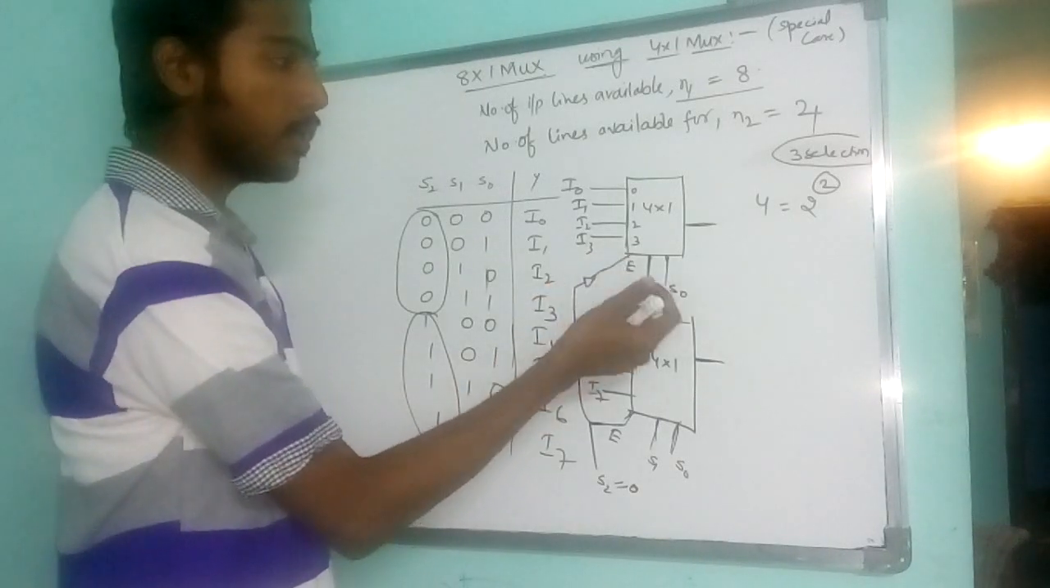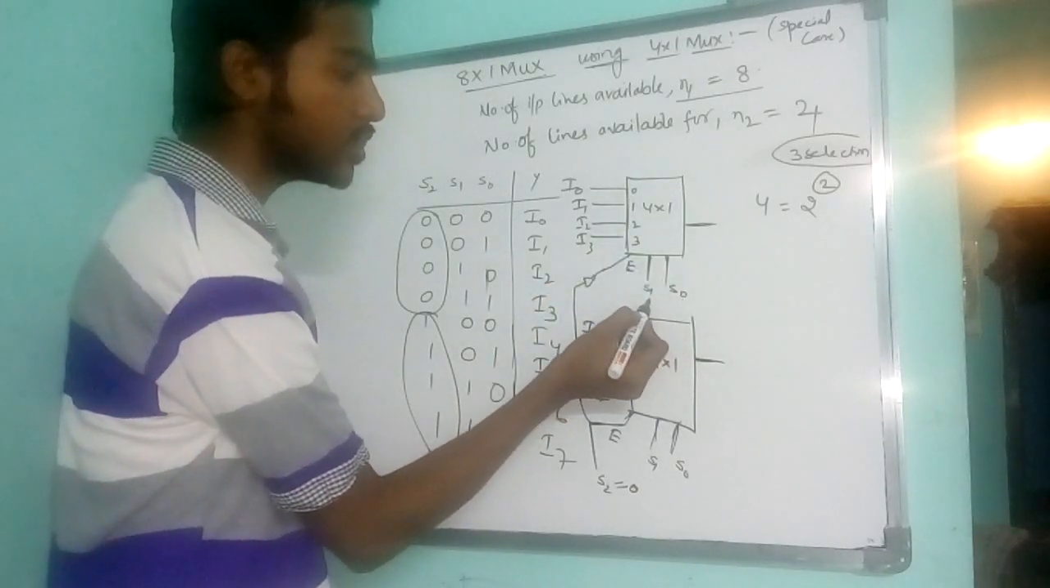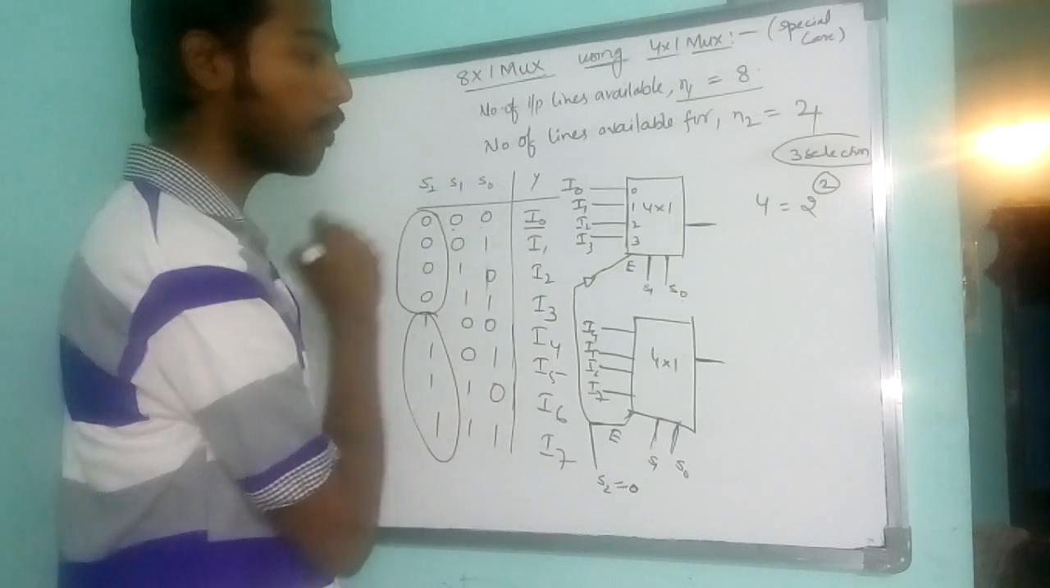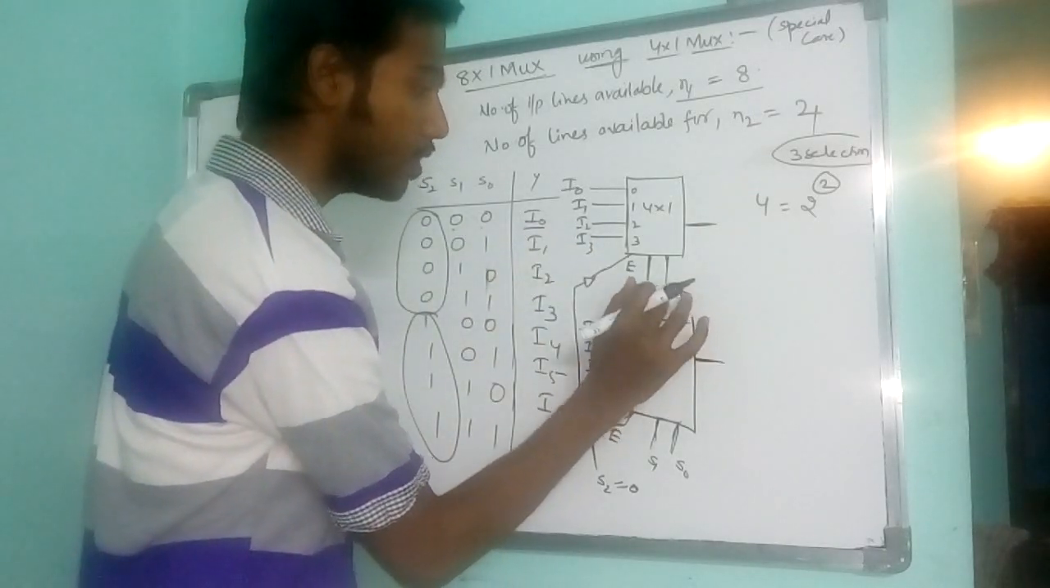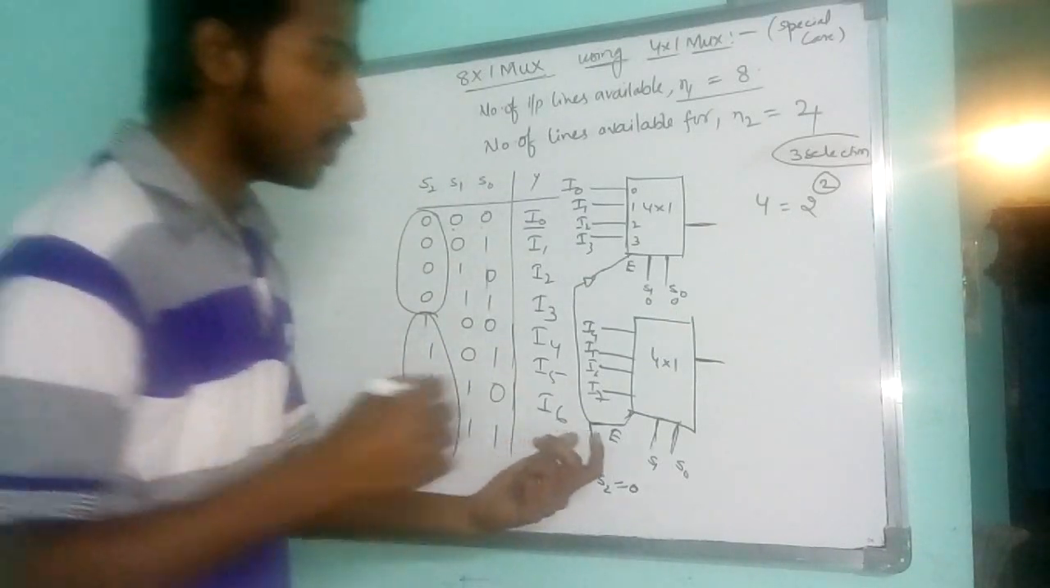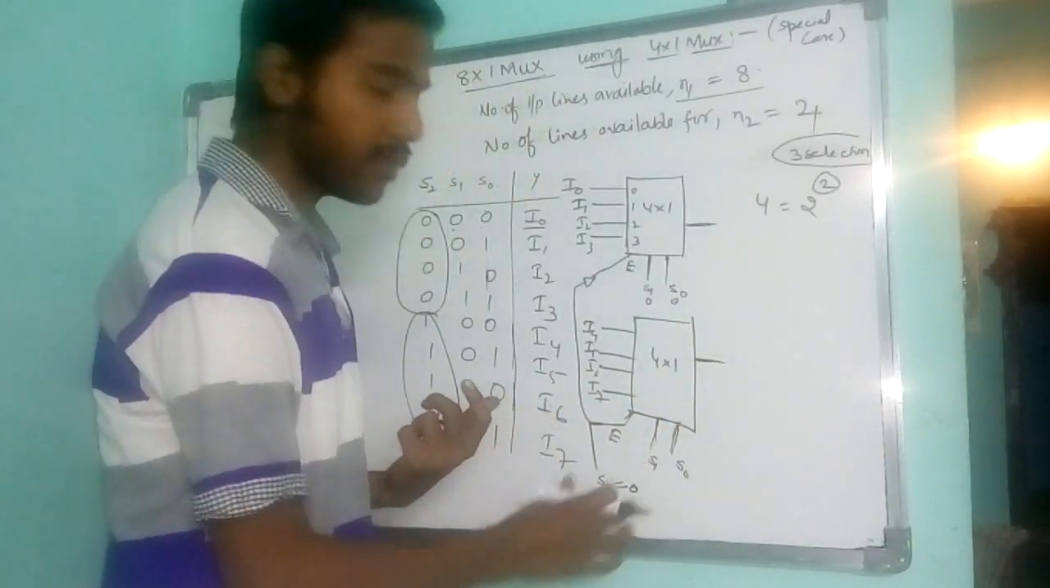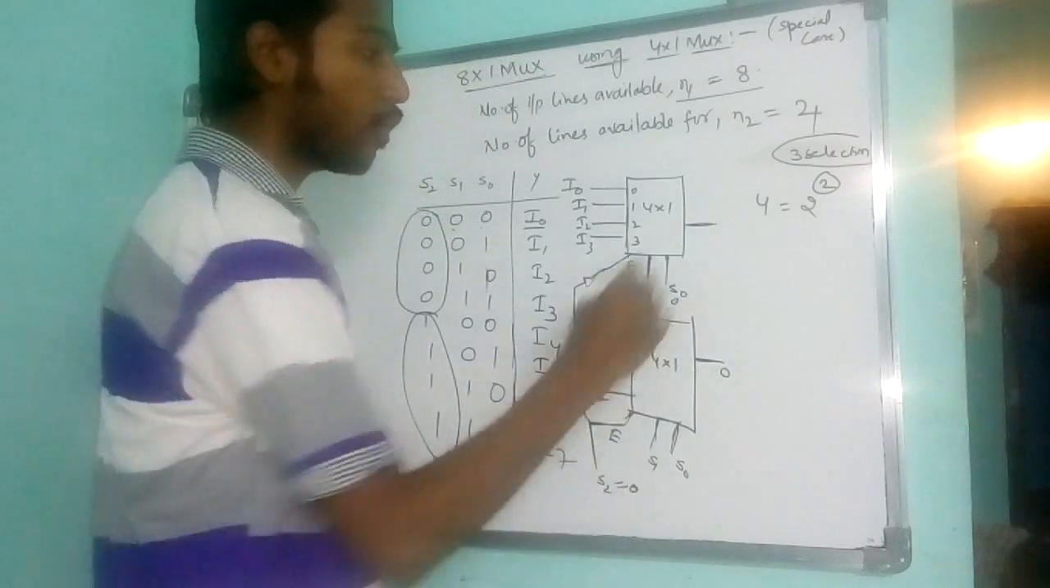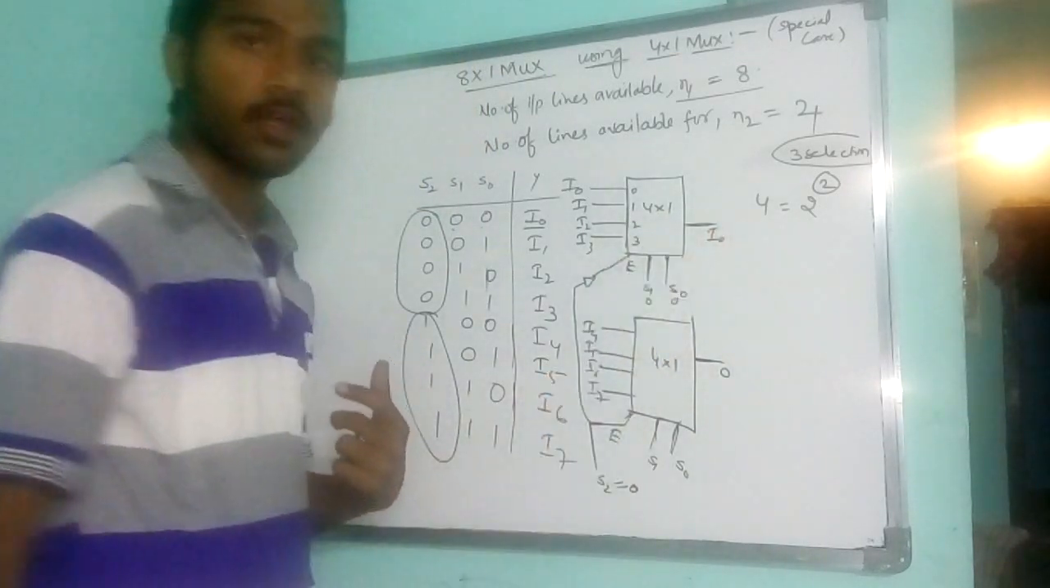Now when it is on, and S0, S1 is 0, 0, we get the output as 0, 0. So this should be 0, this should be 0, this should be 0. Now when the device is off, the output is 0. The output of this will be I0.